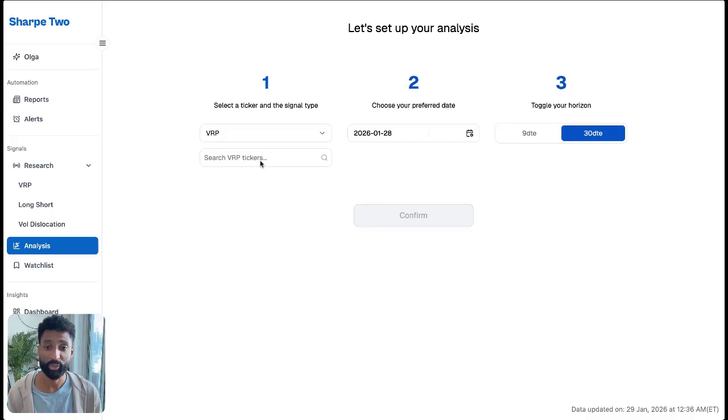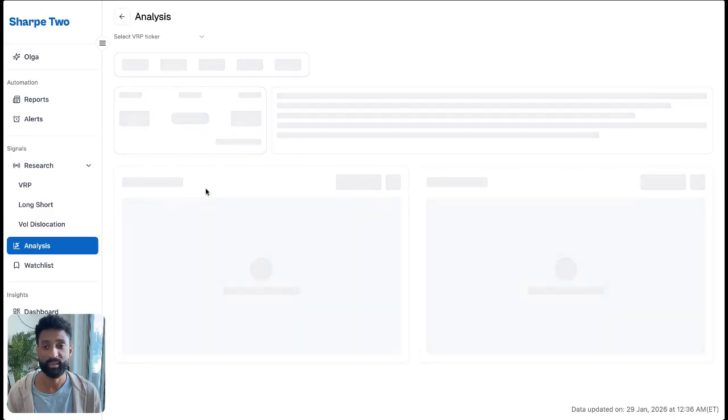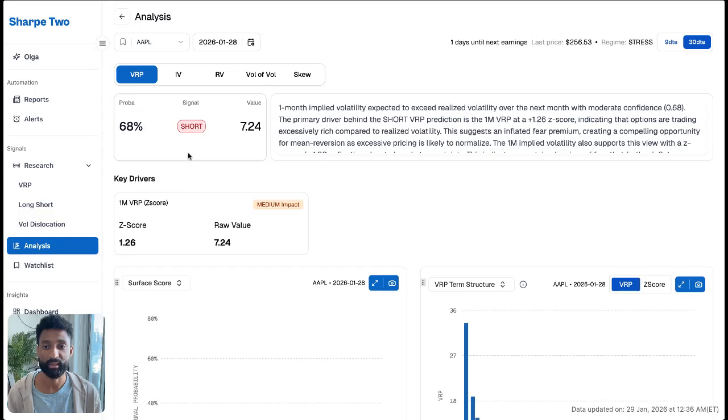Finally, the VRP page, although I'm pretty sure that most of you have seen it so far, but let's have a look. You can pick a horizon, 9DT or 30DT. And this is where you'll find machine learning models scoring the harvesting opportunities on the variance side of things for the different tickers that you're looking into.